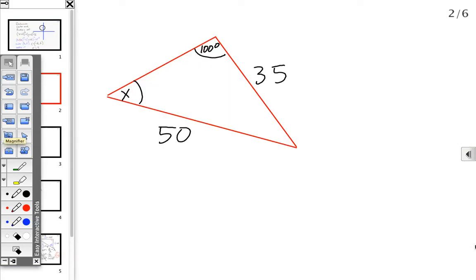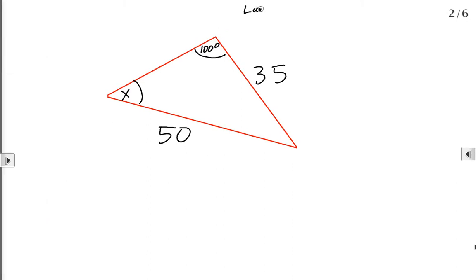Okay, so this is the hint for number 3. Number 3 is going to be law of sines and law of cosines problems. This one is actually going to be law of sines. So before we get started, let's go ahead and label our triangle.